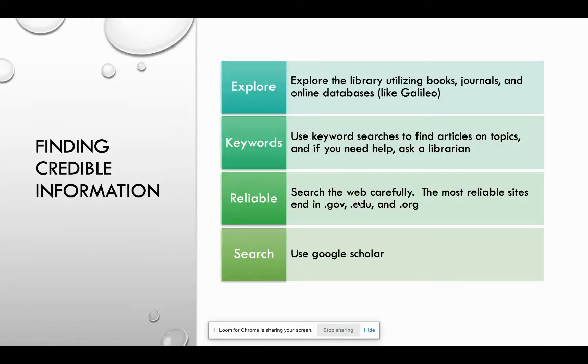How about finding credible information? Utilize your library. There are books and journals there, and then online databases like Galileo. Your librarians are an invaluable resource, and even if the library is closed due to the pandemic, they are available to help you. Use keyword searches and search the web carefully. The most reliable sites are going to end in .gov, .edu, and .org. You can use Google Scholar. Just know that a lot of their results you may not be able to access because they may be behind a paywall.